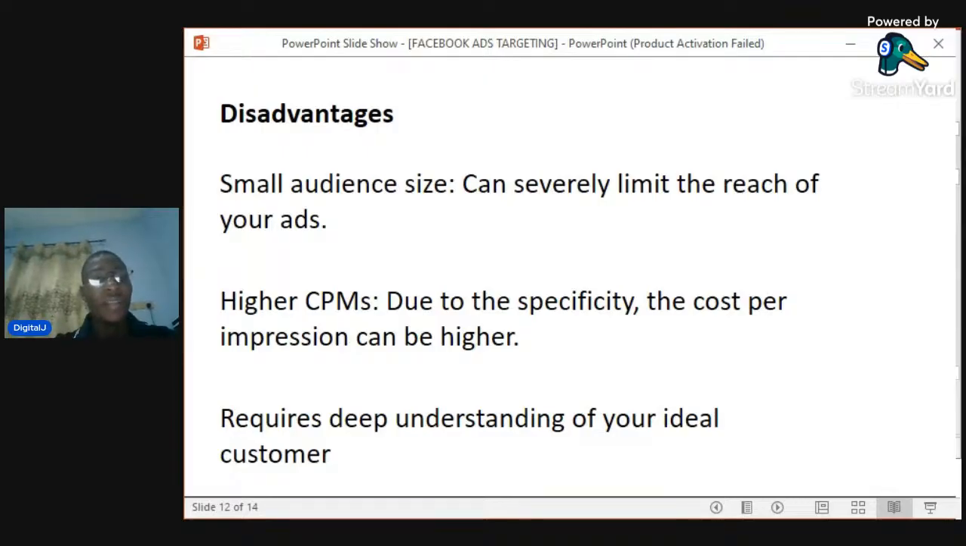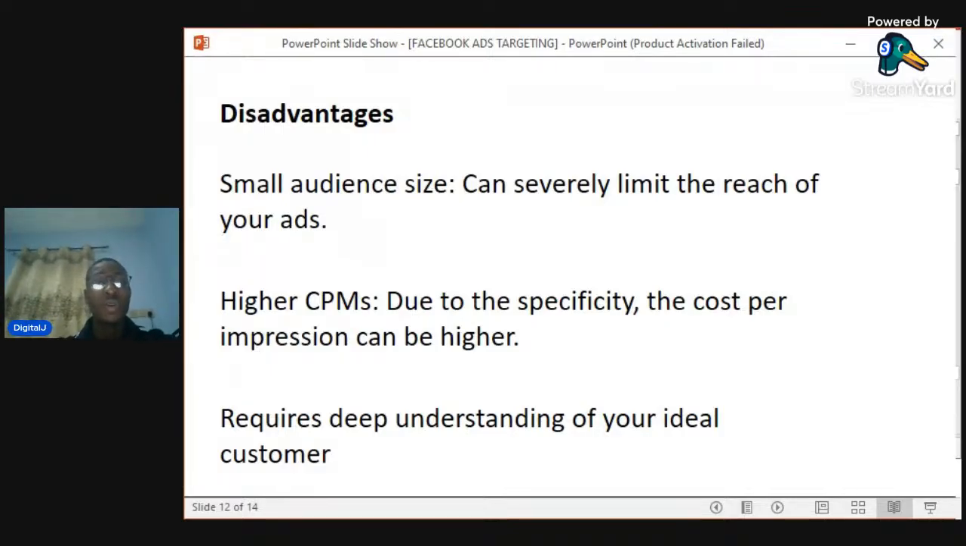Now, targeting also requires deep understanding of your ideal customer. You don't just wake up one morning and do narrow targeting. No, you have to deeply understand who your customer is. Understand? You have to do your research properly. It is very important. Aside from targeting, most persons feel as if ads is just something that you wake up one morning and just do.